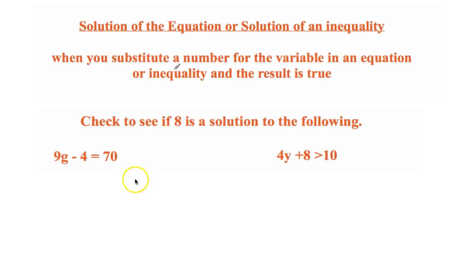You might run into some problems that say, check to see if a number is a solution to an equation or inequality, right? So this is how we do it. You substitute a number for the variable in an equation or inequality to see if the result is true. So check to see if 8 is a solution to the following. So I have 9g minus 4 equals 70, and we're going to evaluate. Remember, if there's no symbol, that means multiply. 9 times 8 minus 4 equals 70. I simplify 9 times 8, that's 72, minus 4.